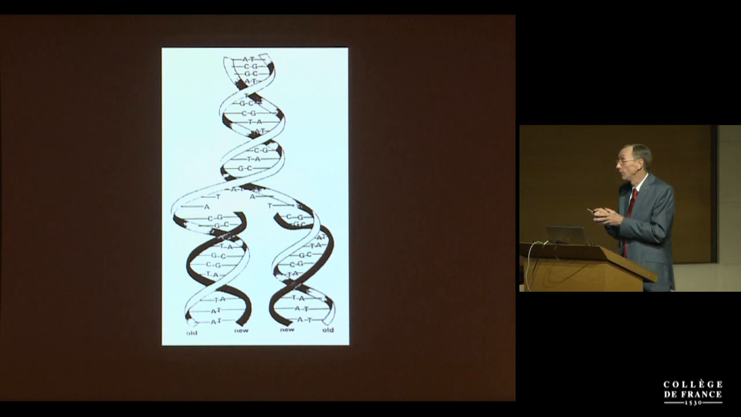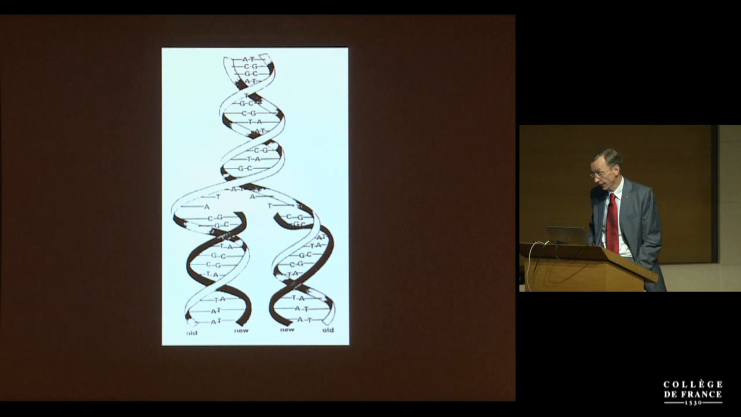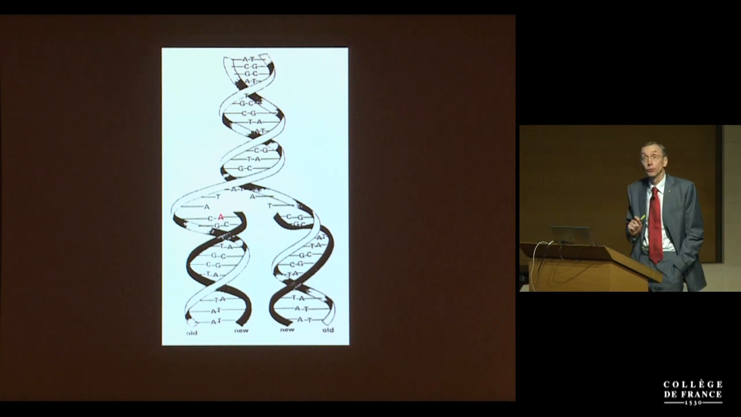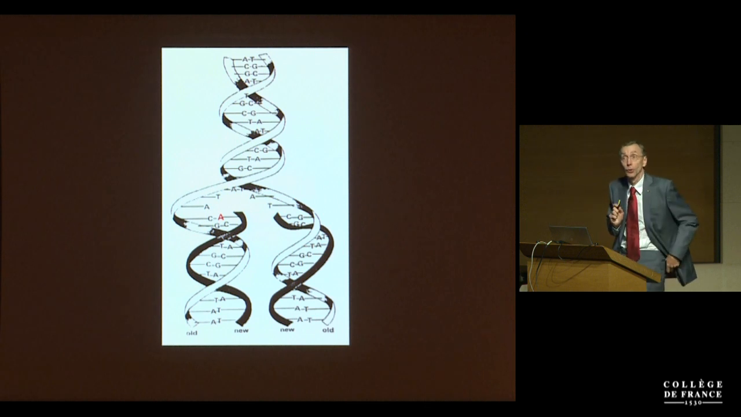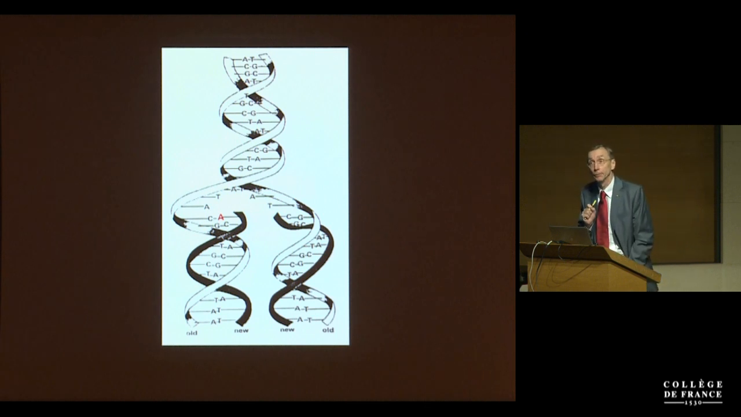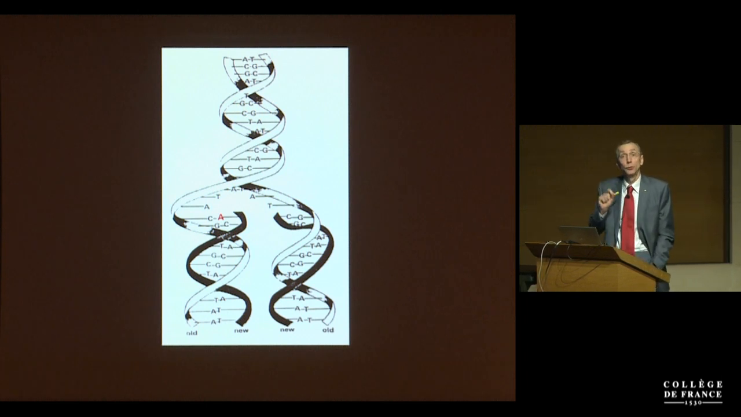when a new cell should emerge, these strands come apart and new ones are synthesized with the old as a template. This process is very exact, but sometimes, of course, errors are made. Sometimes an incorrect nucleotide or base is built in. And if that is not repaired quickly enough, it will be inherited to the daughter cell as a mutation.